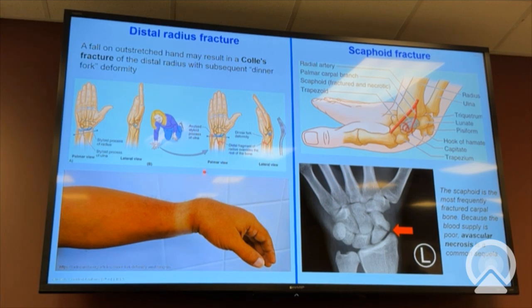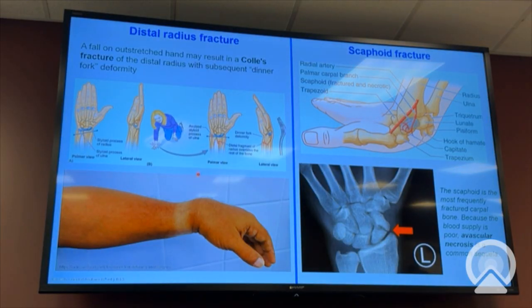Any kind of fall on outstretched hand can challenge the radius here distally, and it likes to snap off right there. So a Colles fracture is a distal radius fracture with dorsal angulation of the distal radius fragment, giving the individual what they call a dinner fork deformity, like this. The arm comes up and makes a little hump like this, like the shape of the outside of a fork.